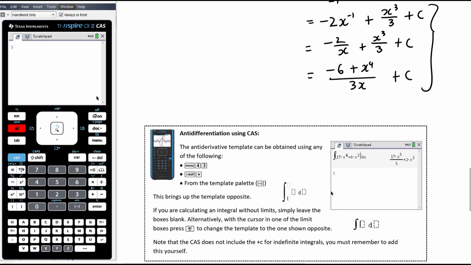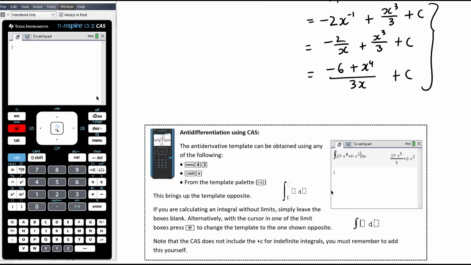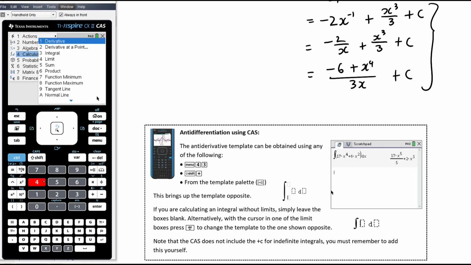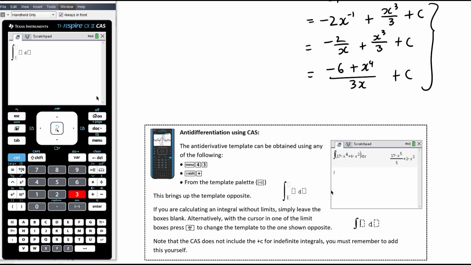Okay, anti-differentiating using your CAS. You might recall the number of different ways that we can differentiate with our CAS. All of those methods still apply. So menu, there's a calculus menu. We use derivatives, options 1 and 2, but obviously you've got number 3, integral, which would allow you to anti-differentiate. You can also go to the template palette, which is the button next to number 9, and there should be an antiderivative template here.